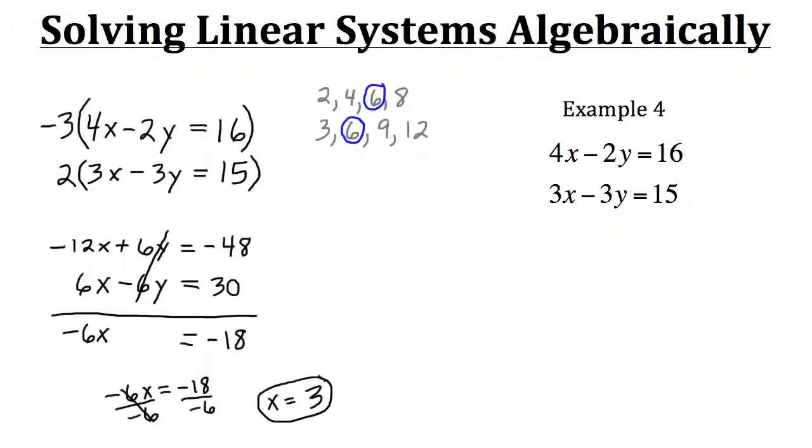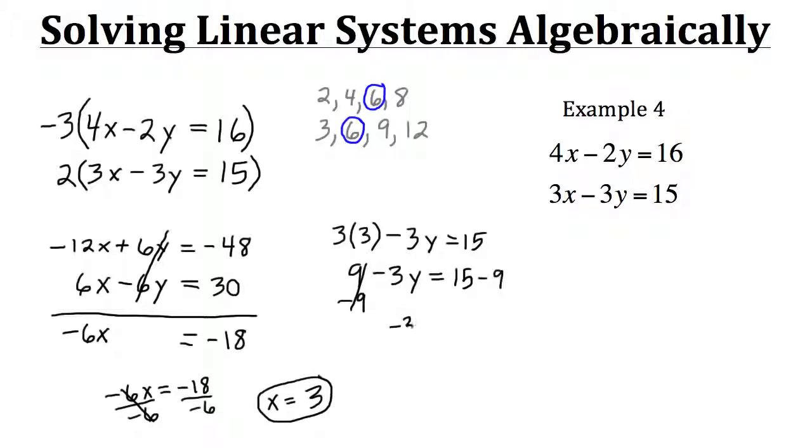Now if we want to find the y value, we just need to plug the x value into either one of our equations. So let's try the second equation. So we have 3x, where x is 3, minus 3y equals 15. So when we simplify, the 3 times 3 becomes a 9, and then we still have the minus 3y equals 15. So from here, in order to solve for y, we need to get rid of that 9. So we'll subtract it from both sides.